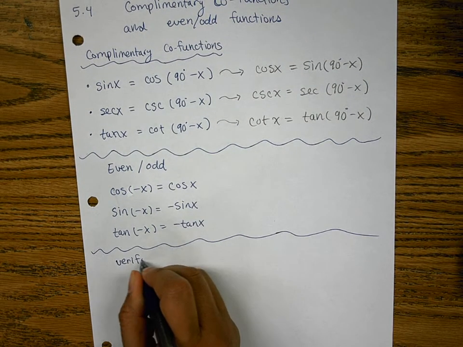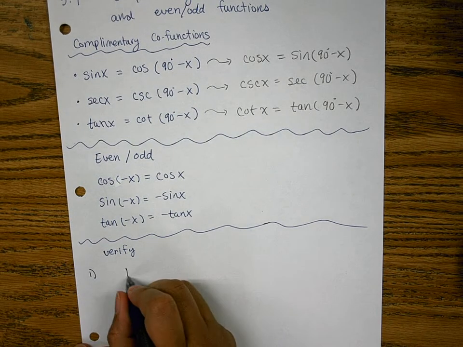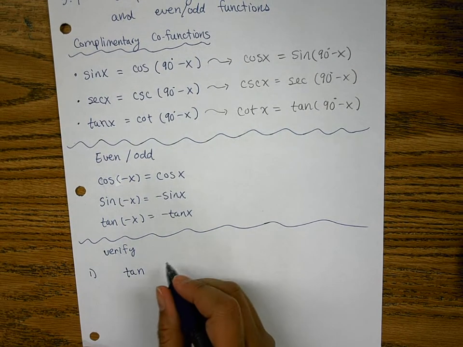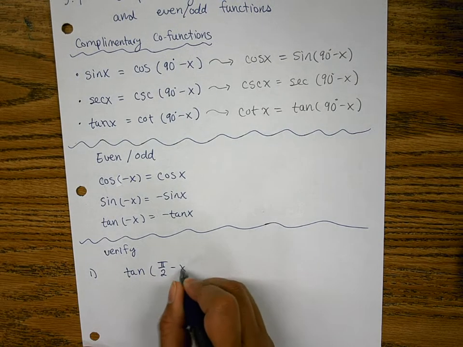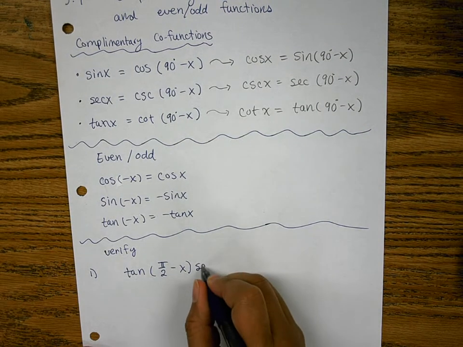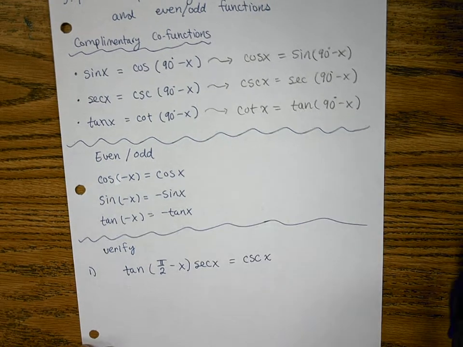Okay, verify. Number 1, tan of pi over 2 minus x times secant x equals cosecant x.